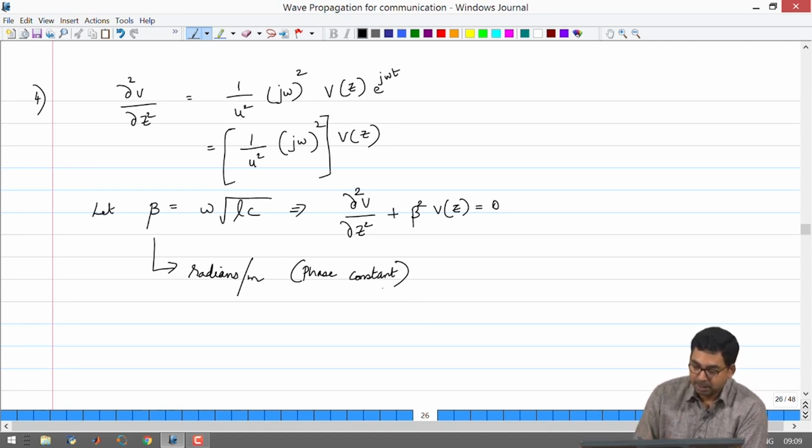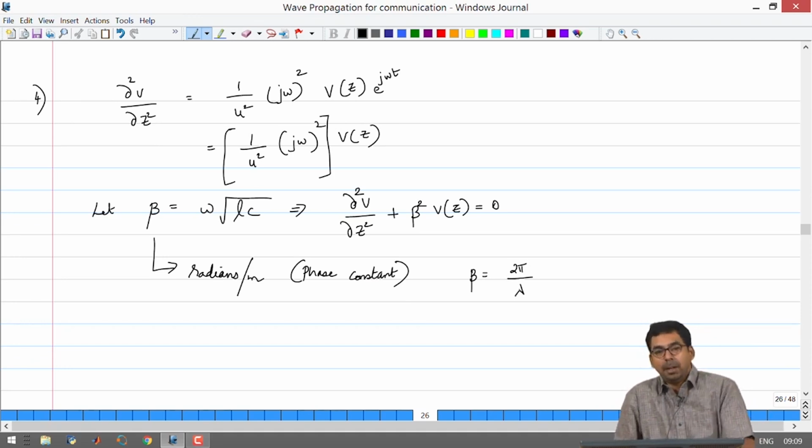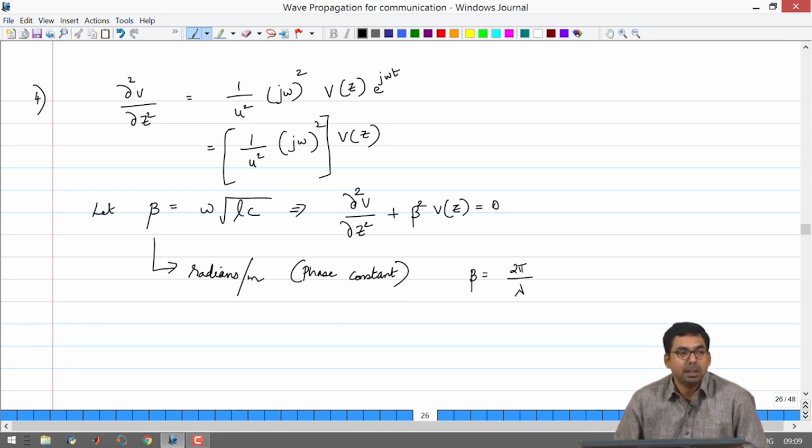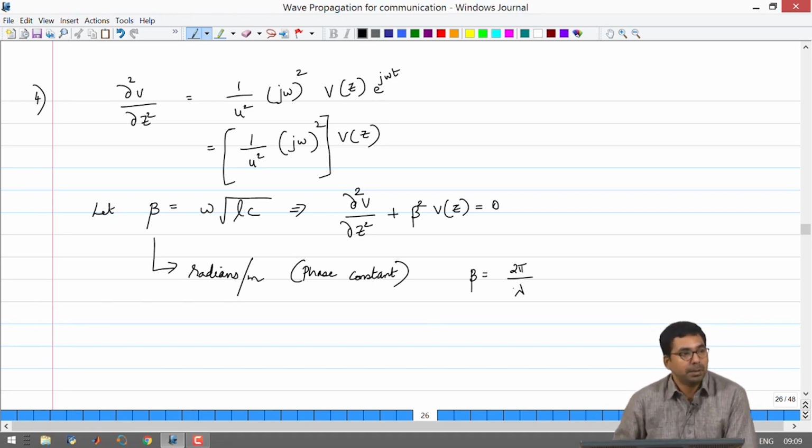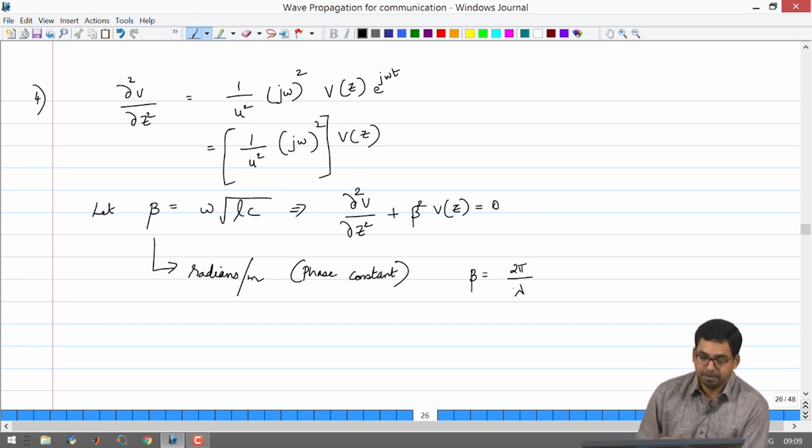This can also be written in a slightly different way with respect to lambda. So, beta can be written as 2π divided by λ. The reason why it is a constant is because the phase has to be accumulated by a number of 2π radians when the wave travels a distance of lambda. That is the definition of wavelength. So, depending on the value of lambda, the value of beta can change. But for a given wavelength, if the wave progresses in one direction with a distance equal to that of the wavelength, it will accumulate a phase of 2π.